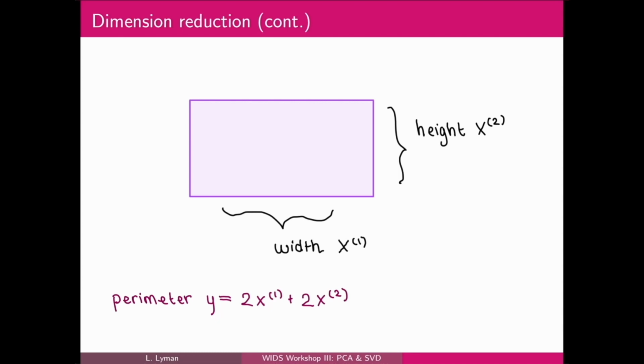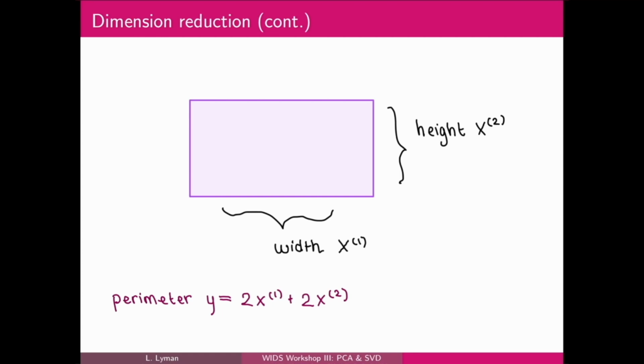Since width and height are clearly independent as explanatory variables, and since both are equally important for calculating the parameter y, this is as far as we can reasonably go in terms of dimension reduction, if using linear regression. However, notice that we can immediately factor out a 2 in our expression for the perimeter.